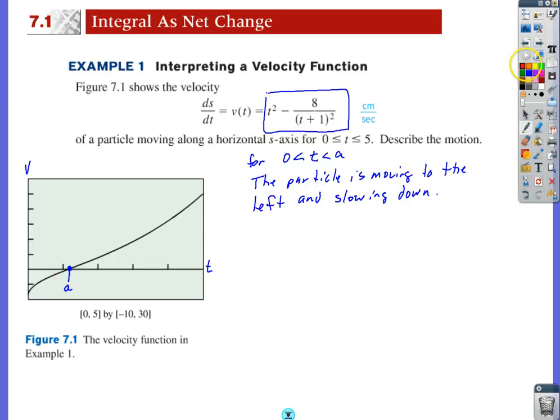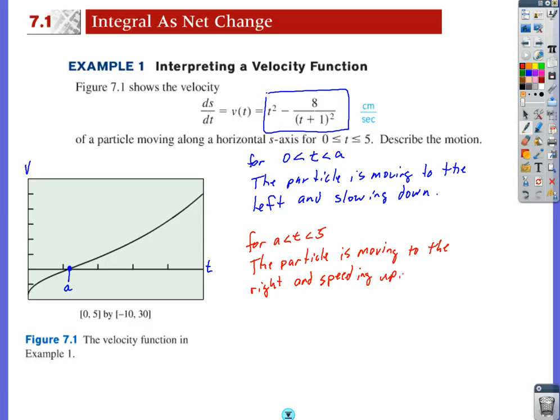And then I would say, what do I know about the time frame from A to 5? The particle is moving to the right because now velocity is positive, and because my velocity is moving away from the x-axis, it is speeding up. Okay? And that's all you really have to do to explain that.